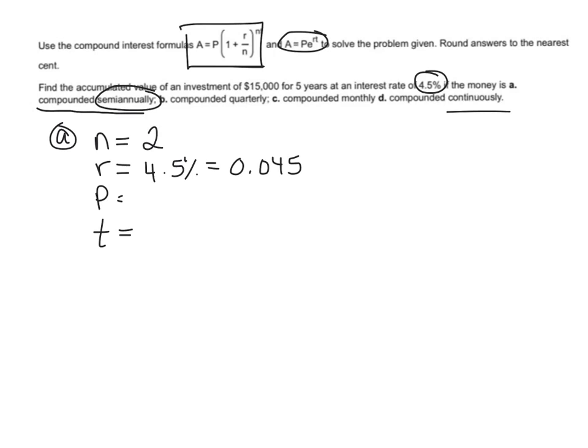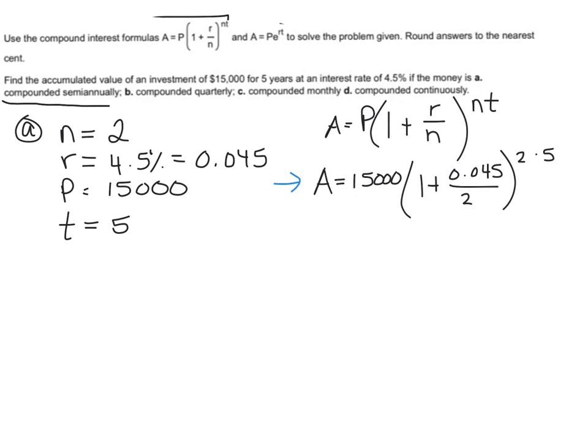Next, we want to find the value for P, and P is the principal or the amount that we're investing. So this will be $15,000. And then T is the number of years, which is 5. Now we're going to take all of these values and plug them into the formula to find A, which is the accumulated value.